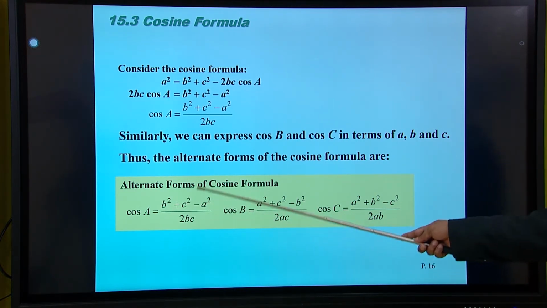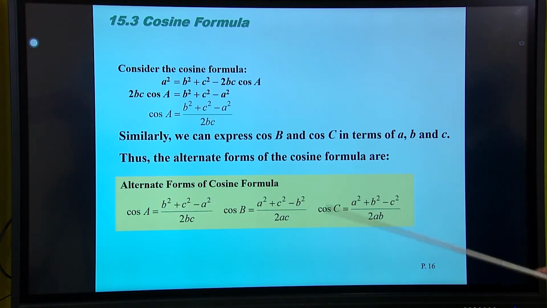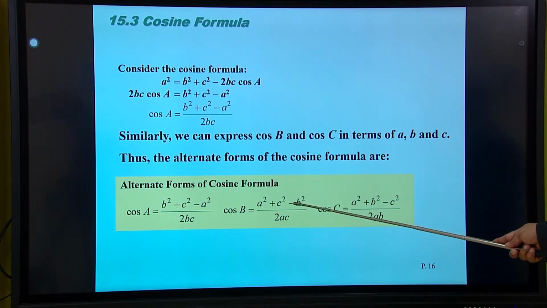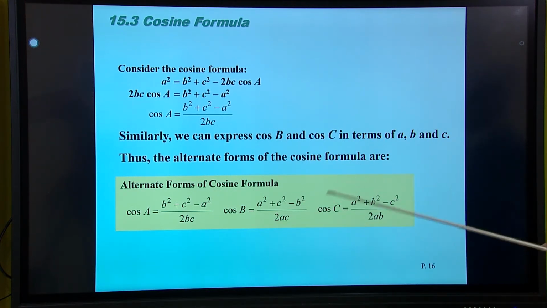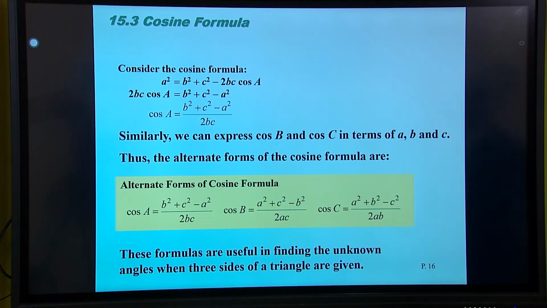If it's cos A, it's b squared plus c squared minus a squared. If it's cos B, a squared plus c squared minus b squared. So you minus whatever the angle letter is, and it's over the other two sides. All right, so you can assimilate those formulas in your own time, but let's go ahead and look at a few examples.